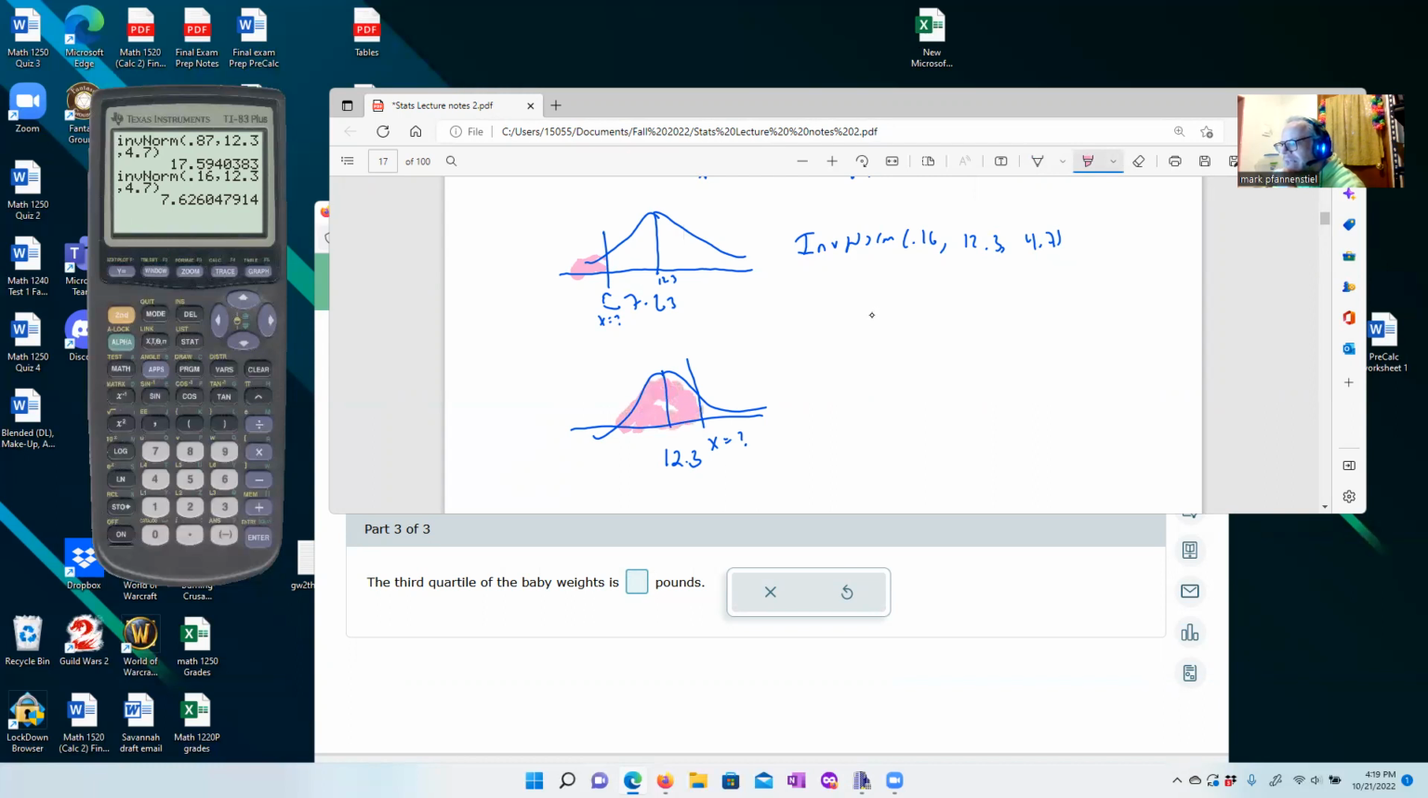The pink area here, that's going to be 0.75. What weight is going to lead us to this? So we're going to say inverse norm, because again, they're giving us a percentage, a probability. They're saying what X value led us to this probability. So 0.75 is the probability, 12.3, and then 4.7 for our standard deviation. And that's just what we're going to type in. Again, the repetition is good. You should practice this and make sure that you're getting it right.